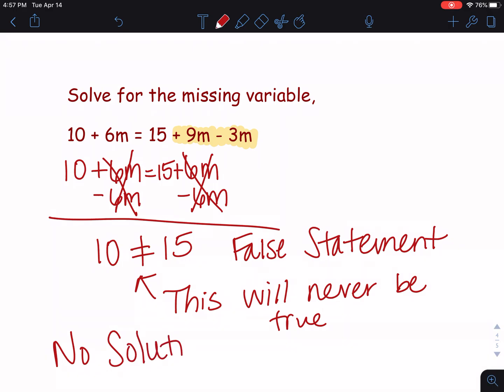There's no value that I would be able to plug into this original equation for this value of m that would give me a true balanced equation. There's no numerical value I can plug in and get the same value on the left as I do on the right. So our answer is no solution.